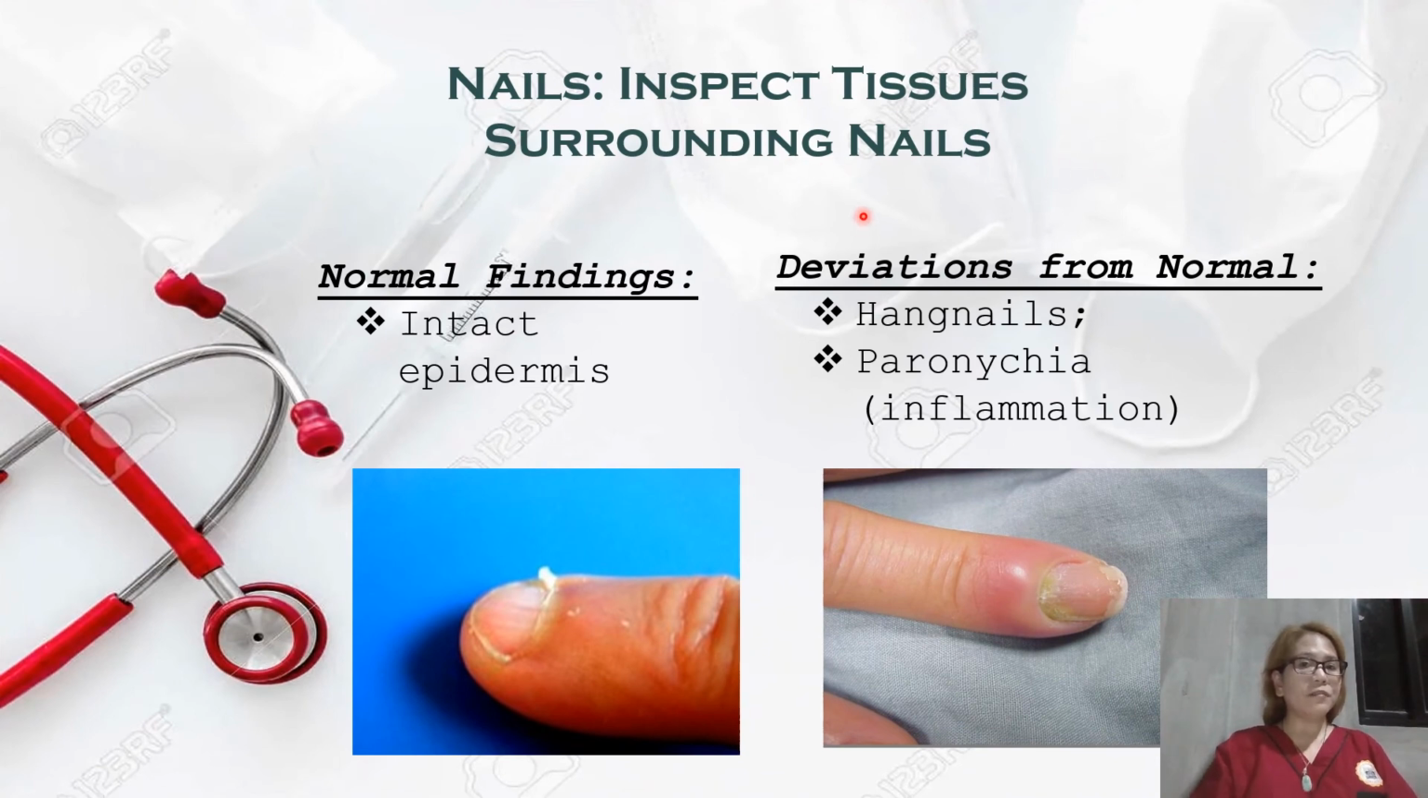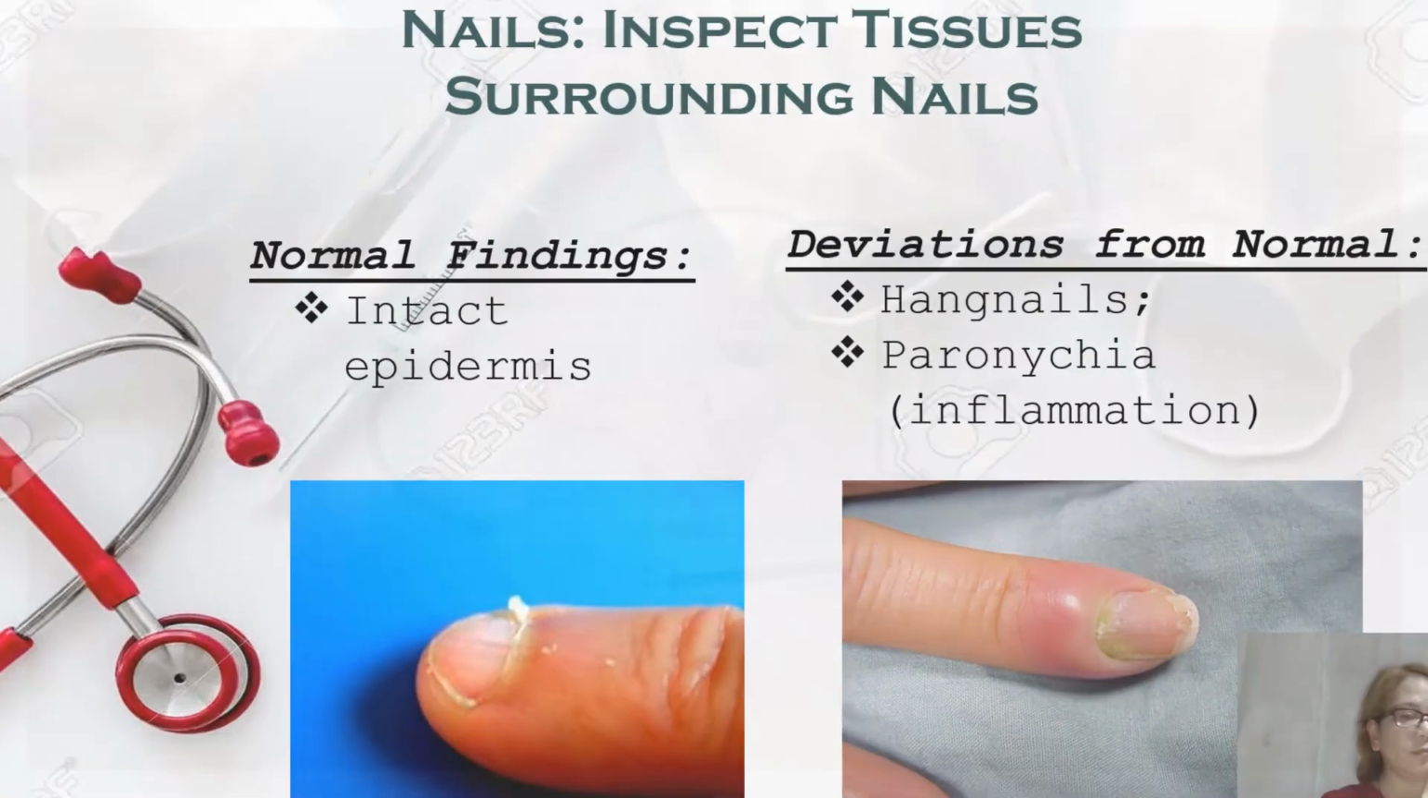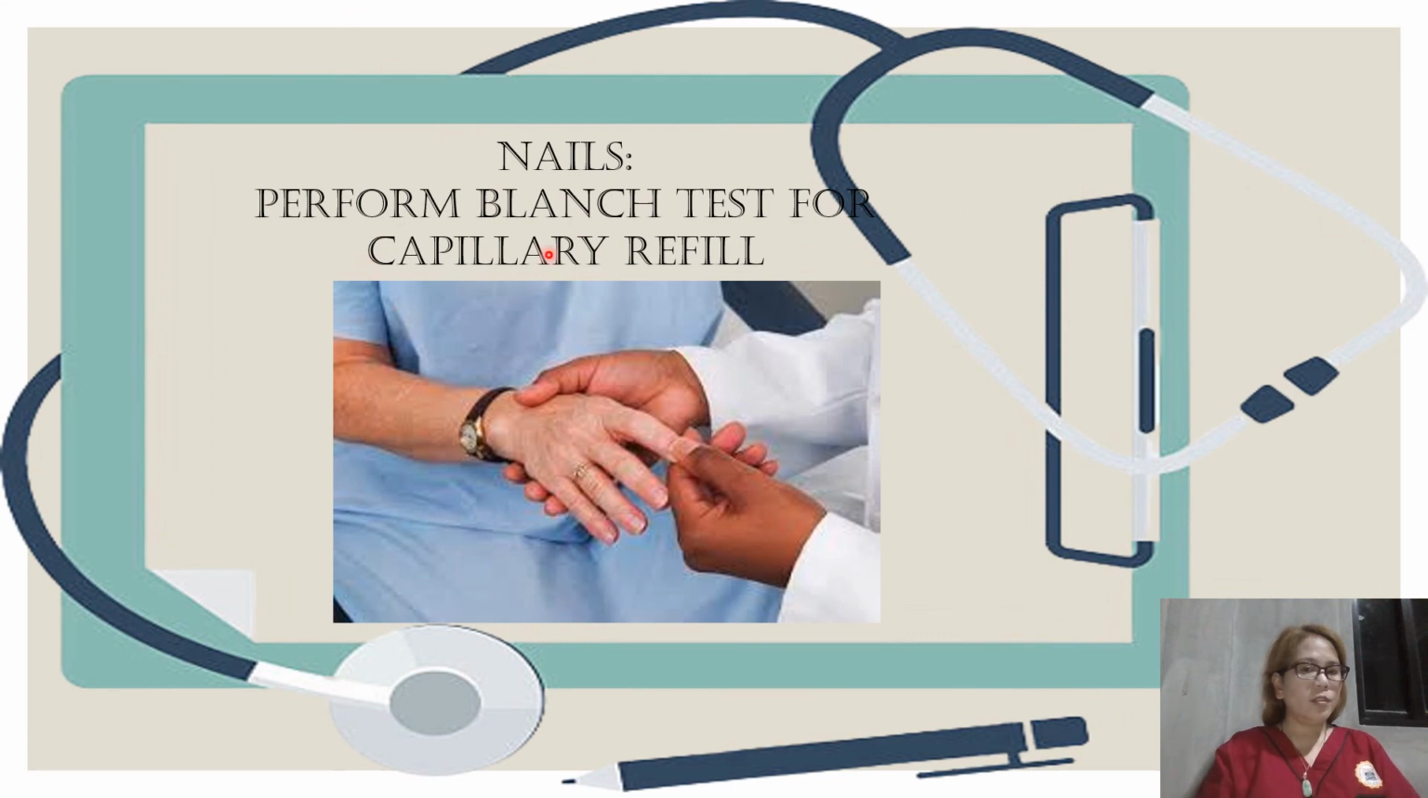Okay, inspect also for the tissue surrounding the nails. The normal finding is intact epidermis. Deviations from normal: there are hangnails or paronychia, or there is an inflammation around the nails. You also have to perform the blanch test to check for capillary refill. You just blanch the nail. The capillary refill must appear within 2 seconds. That's the normal one.